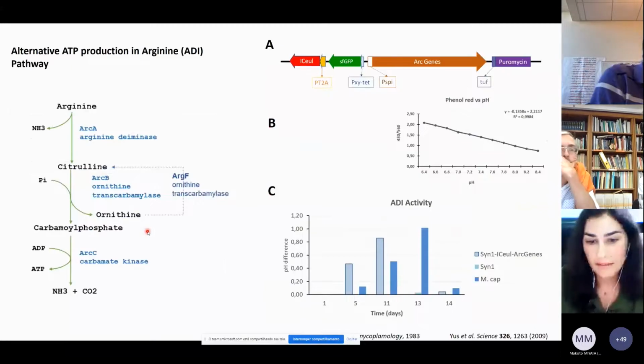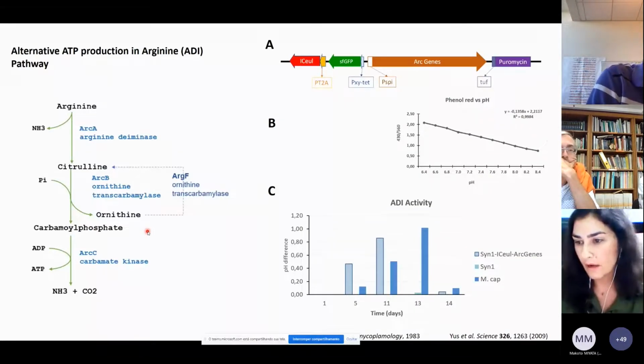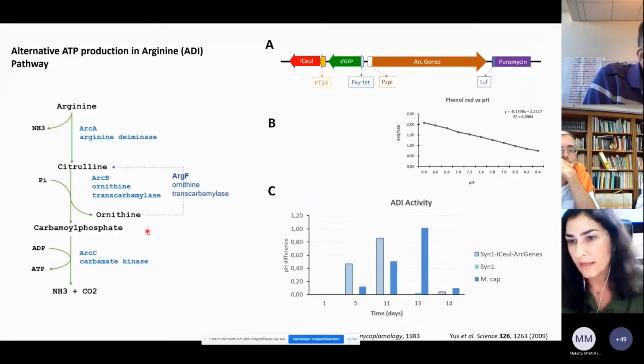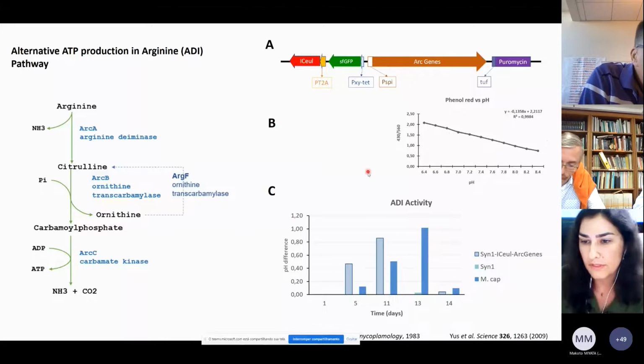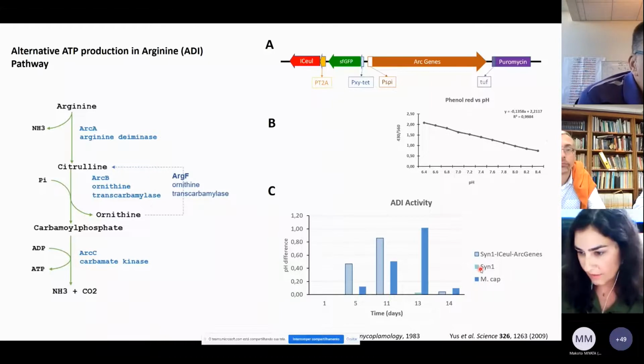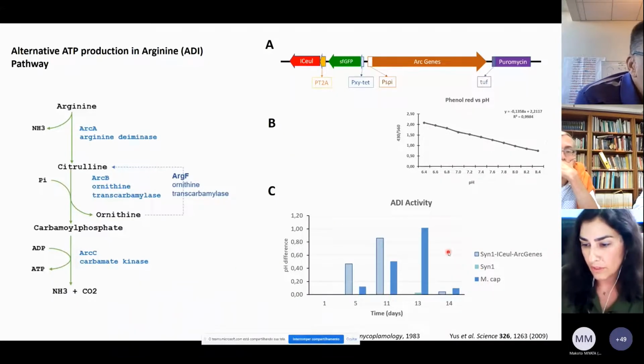And the second step is, okay, so let's see if we insert the ARC genes back, we will be able to check the function of this metabolic system. So just checking for the activity of the adenine deaminase pathway, we just observe the difference in pH of the medium, and here we have MCAP, which has the adenine deaminase pathway, the Syn1, which doesn't have this pathway, and here we have our clone, which is the Syn1 with ISO and the ARC genes included.